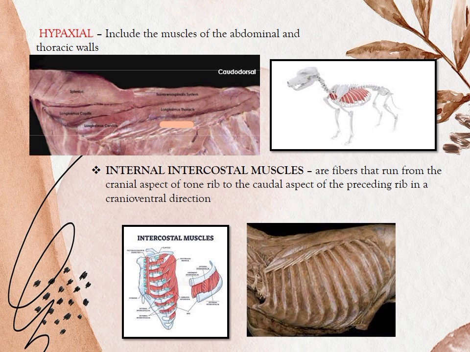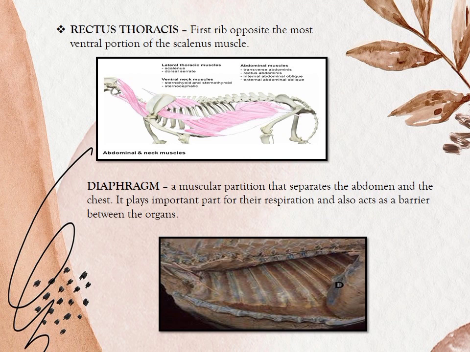It is a fiber that runs from the cranial aspect of the one rib to the caudal aspect of the preceding rib in a cranioventral direction, which is perpendicular to the fibers of the external intercostal muscles. Rectus thoracis is the first rib opposite the most ventral portion of the scalenus muscle. It also flexes the trunk anteriorly. Anteriorly, it means it flexes the front part.